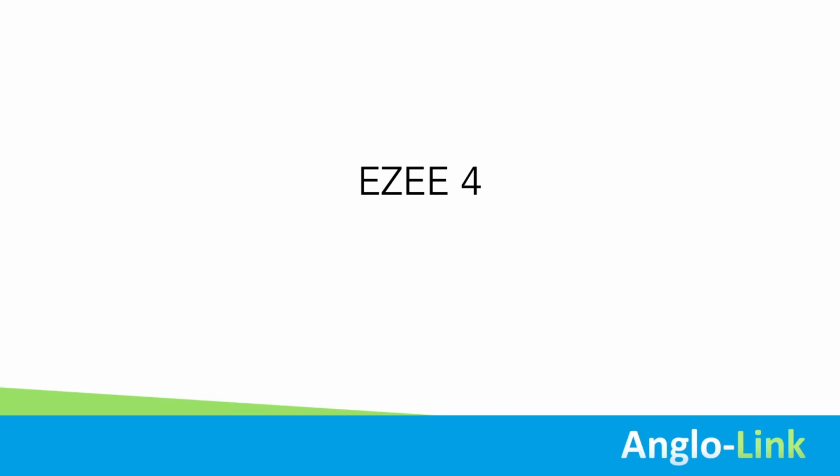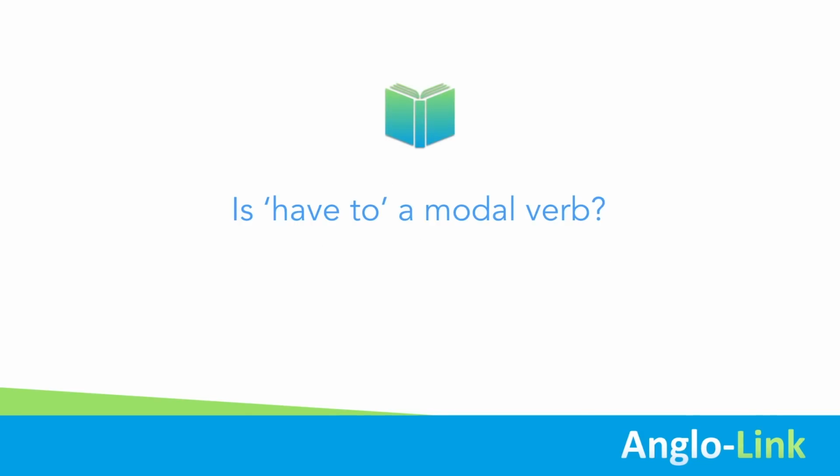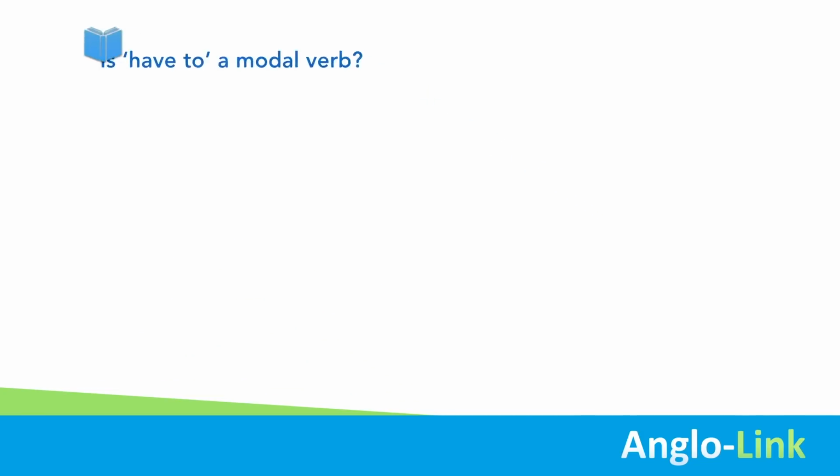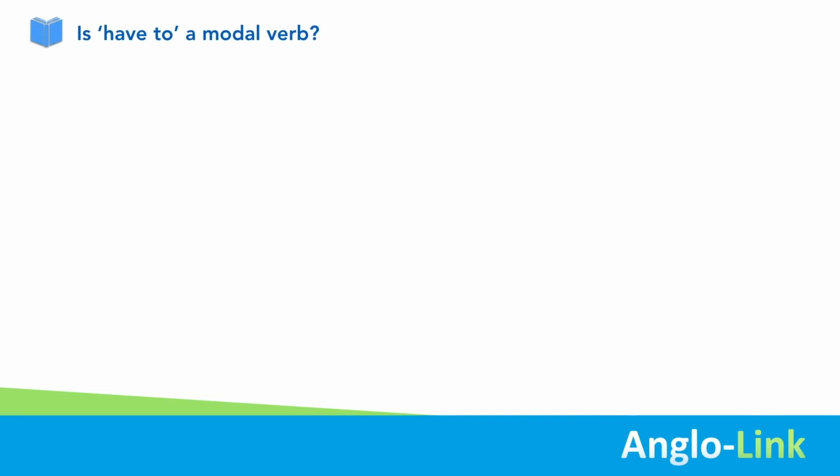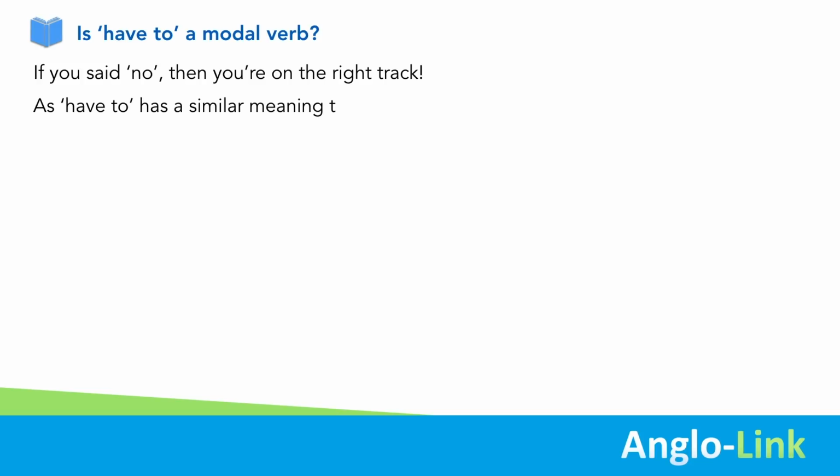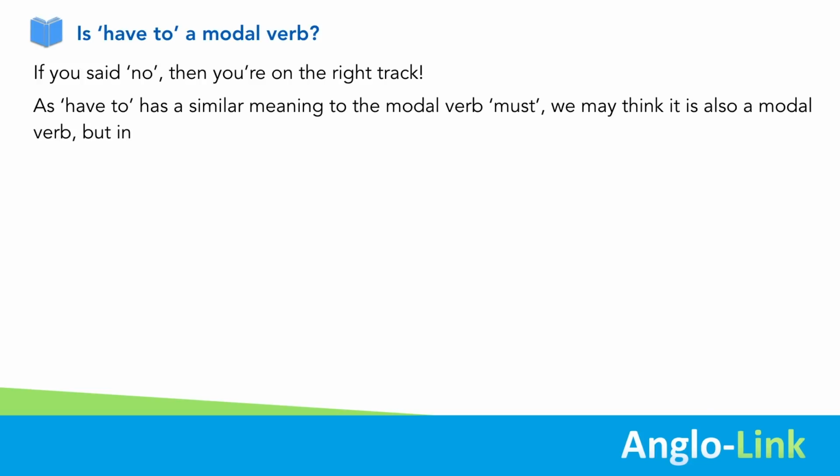Easy to Zap English Errors Lesson 4. Haven't to or don't have to? Okay, let's start with this question. Is have to a modal verb? What do you think? Well, if you said no, then you're on the right track. As have to has a similar meaning to the modal verb must, we may think it is also a modal verb, but in fact, have to is an ordinary verb.